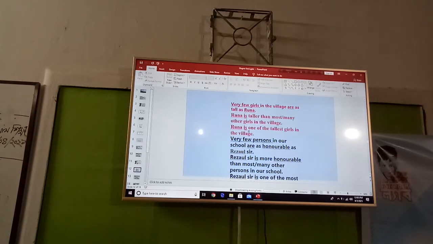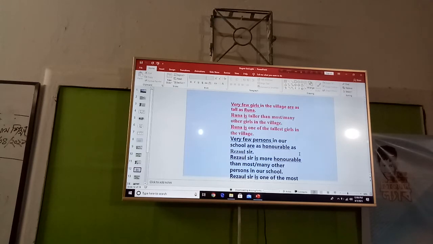But you cannot say Runa is the tallest girl in the village, because in the earlier sentence there is any other, but here you find most other or many other. If you find most other or many other, you have to use one of the. And in the positive sentence, very few. So, very few girls in the village are as tall as Runa.